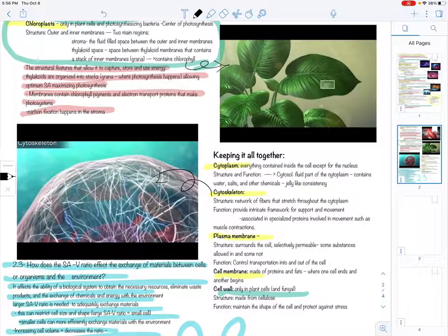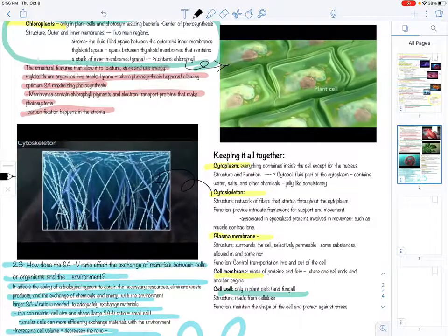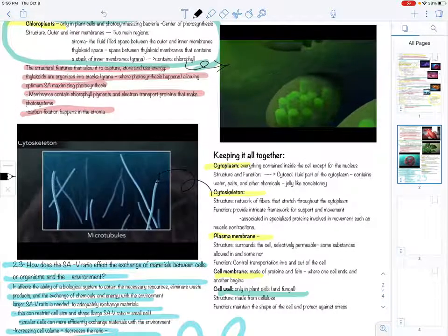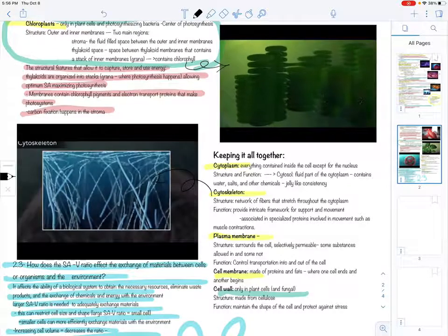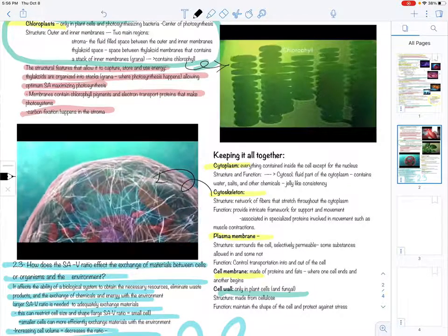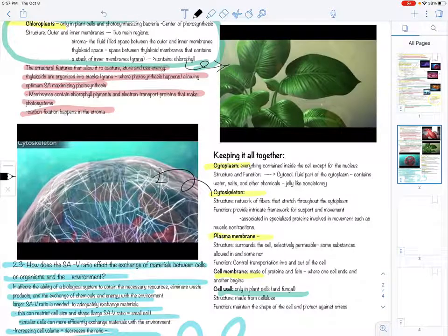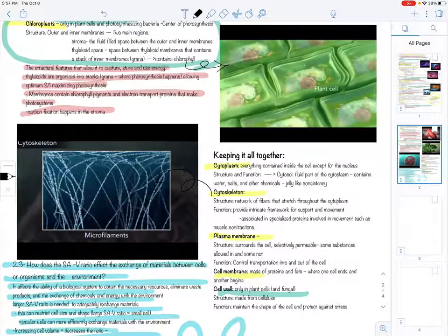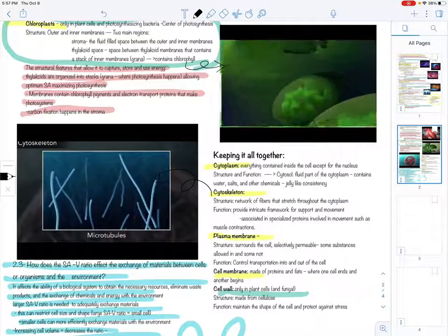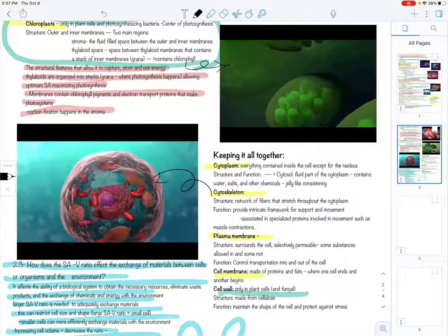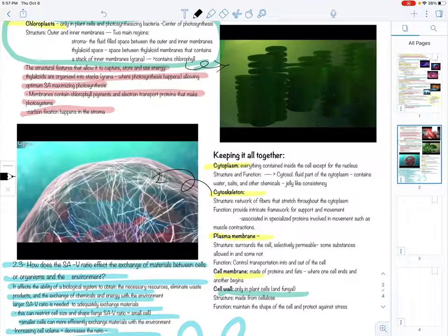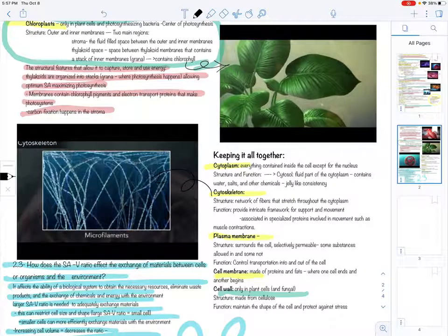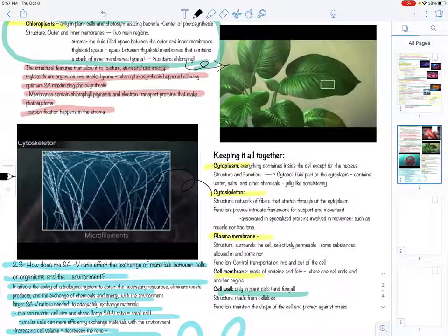Your cytoplasm is the component that has everything contained in the cell except for the nucleus. Structure and function, you've got your cytosol within the cytoplasm. That's your fluid part of the cytoplasm. It's containing the water, salts, and any other chemicals that are there, and it has a jelly-like consistency. Your cytoskeleton, this is the structure, which is our network of fibers that stretch throughout the cytoplasm. Its function is to provide that intricate framework that we need for support and movement within the cell. Now, cytoskeleton is associated with specialized proteins that are involved in movement such as muscle contractions.